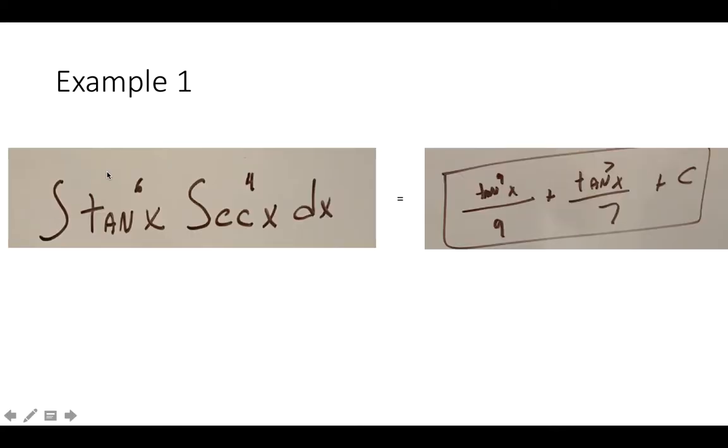And here's the full answer. The indefinite integral of tangent to the 6th power x multiplied by secant to the 4th power x dx is equal to tangent to the 9th power x divided by 9 plus tangent to the 7th power x divided by 7 plus c.